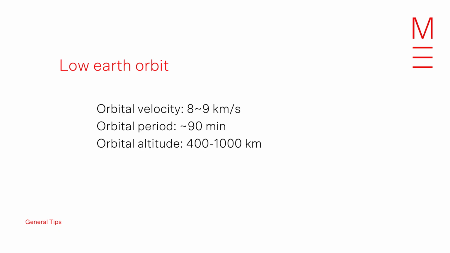Low Earth orbit. Low Earth orbits always have an orbital velocity around 7 to 8 kilometers per second and an orbital period of around 90 minutes, along with an orbital altitude of 400 to 1,000 kilometers.